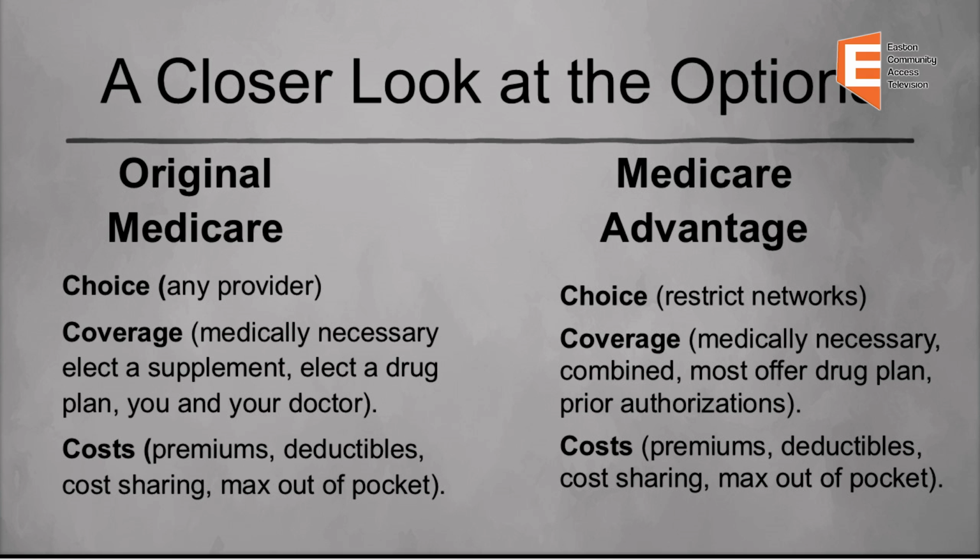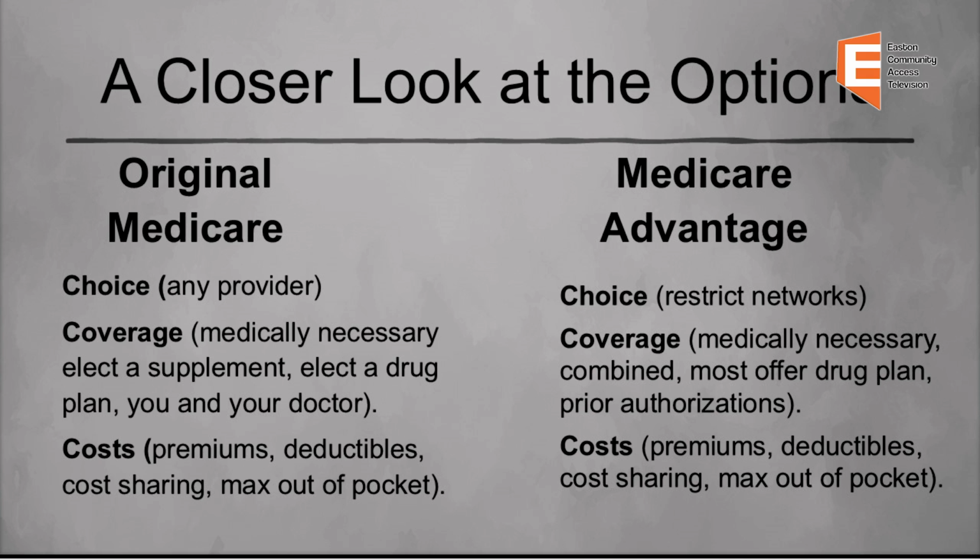So with Original Medicare, you elect a separate drug plan, Part D. Each drug plan has formularies, which are which drugs are included, and tiers, which drugs sit on which cost tier. With Medicare Advantage, the drug plan is often rolled into it. It's chosen by your Medicare Advantage plan. It also has formularies and tiers.